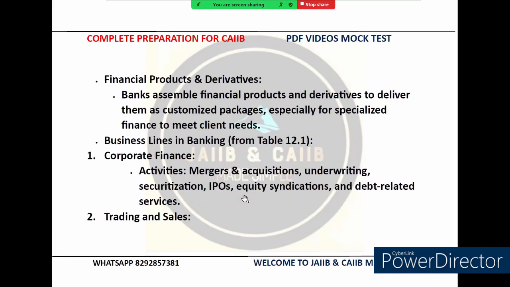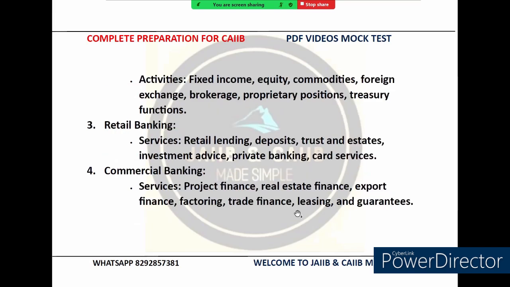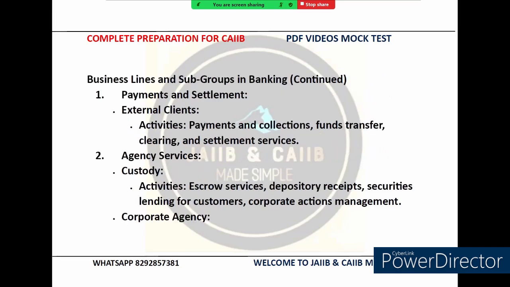Now, what are the key important points from these two slides? We have seen that banks offer customized financial products and derivatives to meet the needs of their clients. Corporate finance helps large companies with mergers, IPOs and more. Trading and sales involve activities like trading stocks, bonds, commodities and currencies. Retail banking serves everyday customers with services like loans, deposits and investment advice. Commercial banking focuses on business clients offering services like project financing and leasing. Now let's continue our discussion on these business lines.